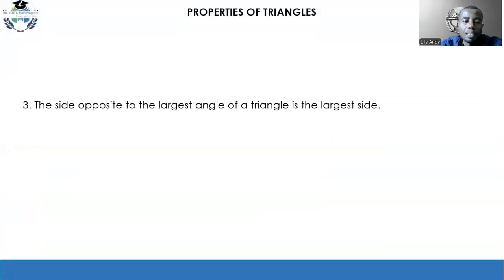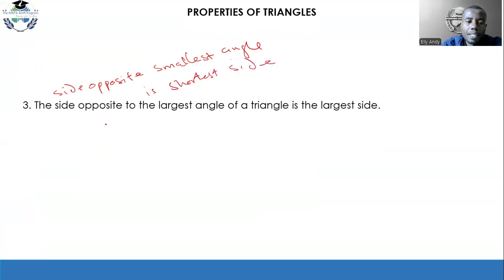For property 3, we have that the side opposite to the largest angle of a triangle is the largest side. Also, we can say that the side opposite the smallest angle is the shortest side. So let's see this in our sketch.